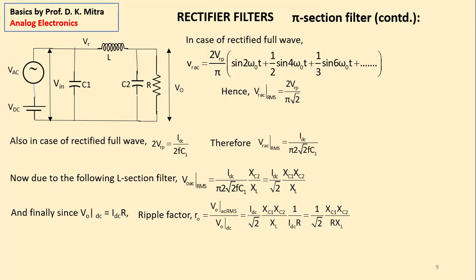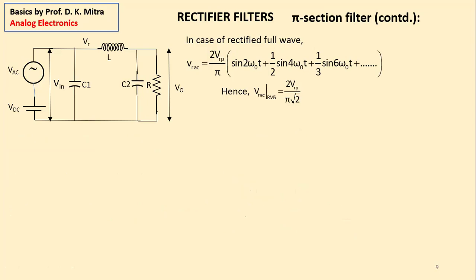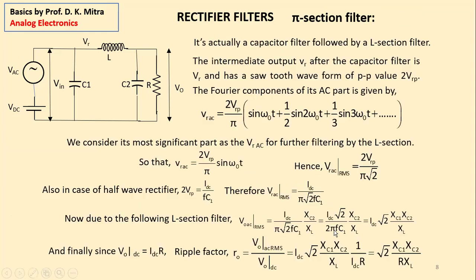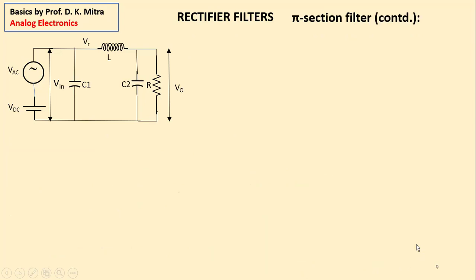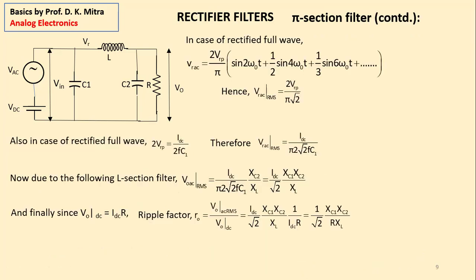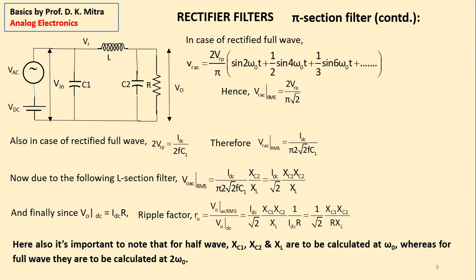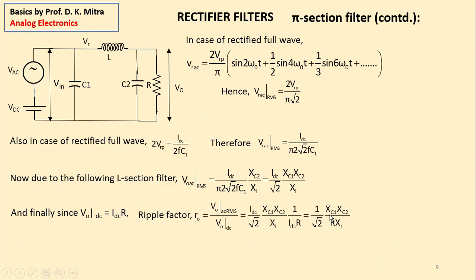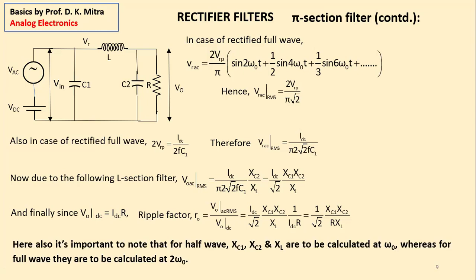What was the value for the half-wave rectifier? For the half-wave rectifier, the value was root 2 multiplied by this factor. Now it is 1 by root 2, that means half of the ripple factor of the half-wave rectifier. That means the full-wave rectifier ripple factor with pi section filter is double better.